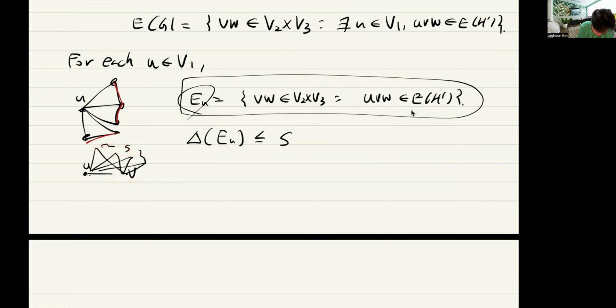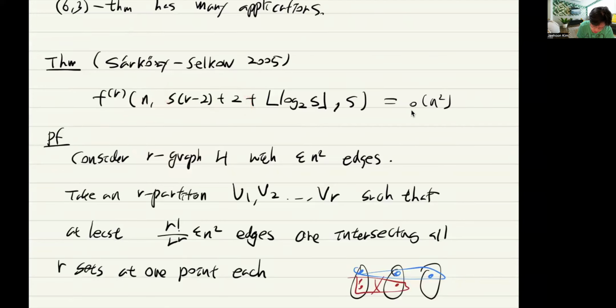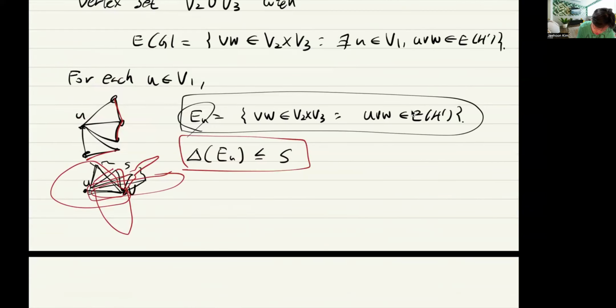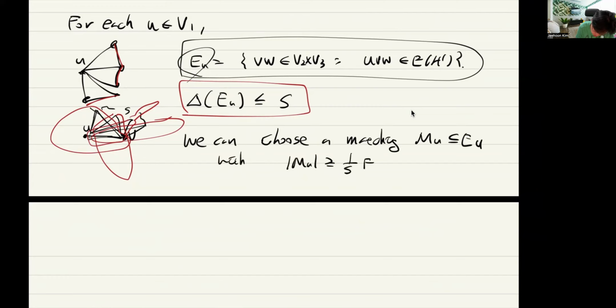So all S of them share two vertices, and each triple was a subset of some other R uniform edges. And altogether, you get the S edges, which share two vertices. That gives us at most this number of vertices. So S edges share this many vertices, which is a contradiction to our assumption. So we assume that S edges cover more than this many vertices, which is a contradiction. So this has maximum degree at most F. So we can choose a matching, say M sub U, which is a subset of E sub U, with the size of M sub U being at least 1 over F times size of E sub U.